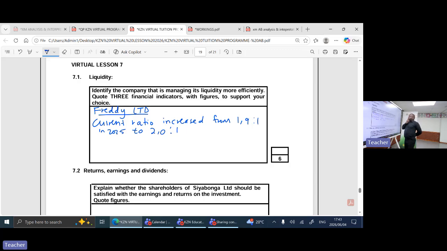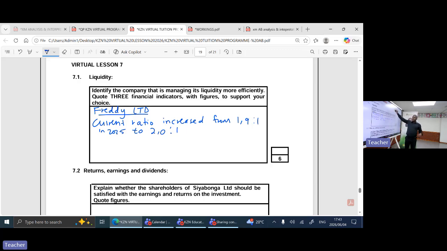Okay, now current ratio, as you can see, where is the trend here? Because the question says you must quote financial indicators, so you quote the indicator, current ratio. Is there a trend? The current ratio was 1,9 in 2025, and in 2026 it is 2,0 to 1. There is no trend up.